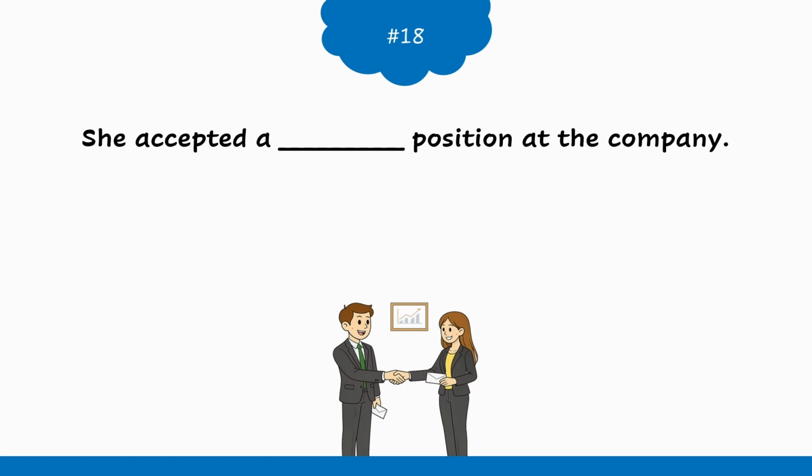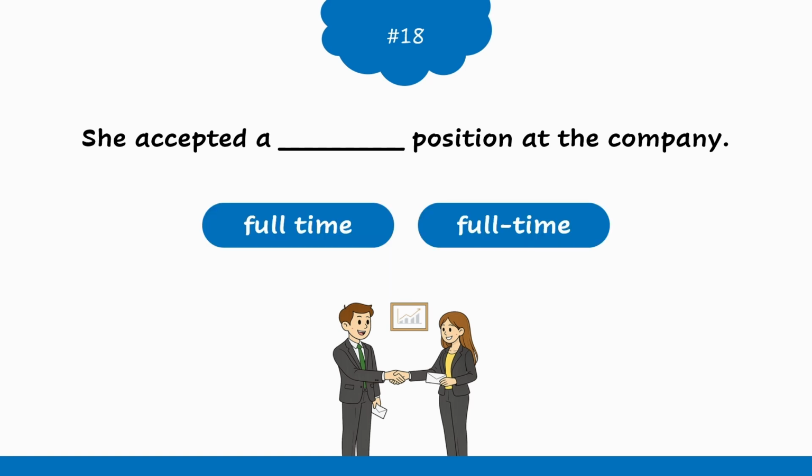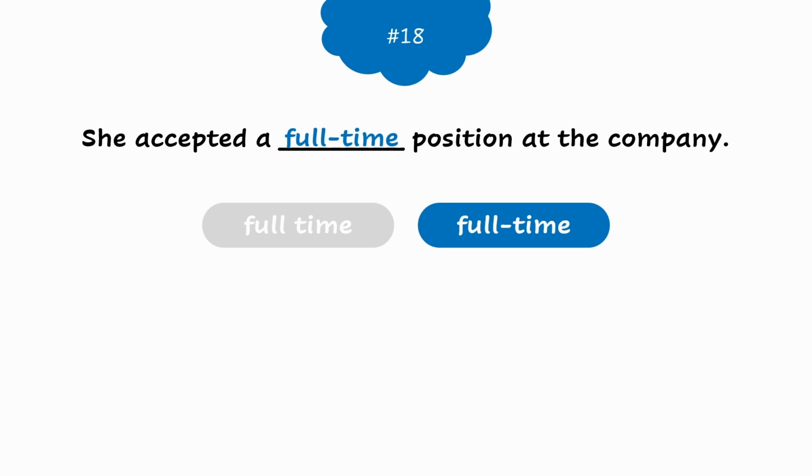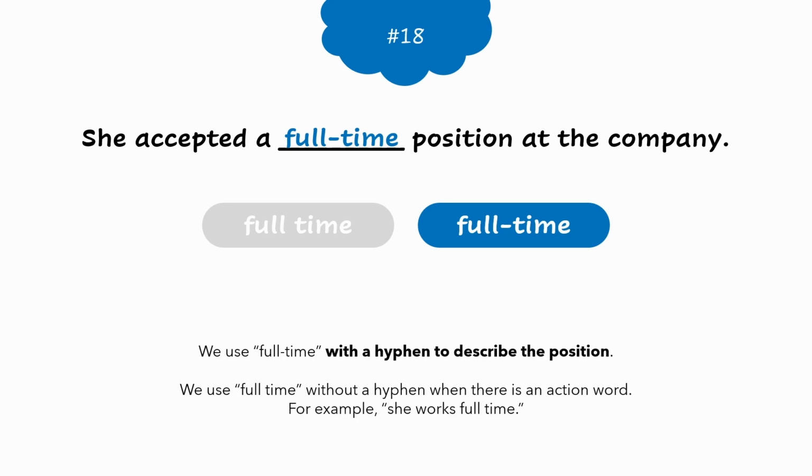She accepted a ___ position at the company. The correct answer is, she accepted a full-time position at the company. We use full-time with a hyphen to describe the position. We use full time without a hyphen when there is an action word. For example, she works full time.